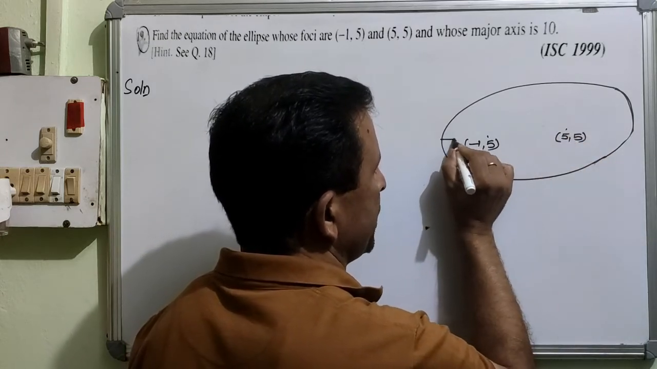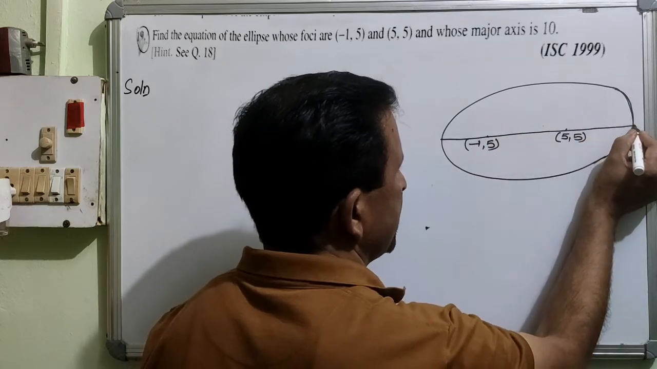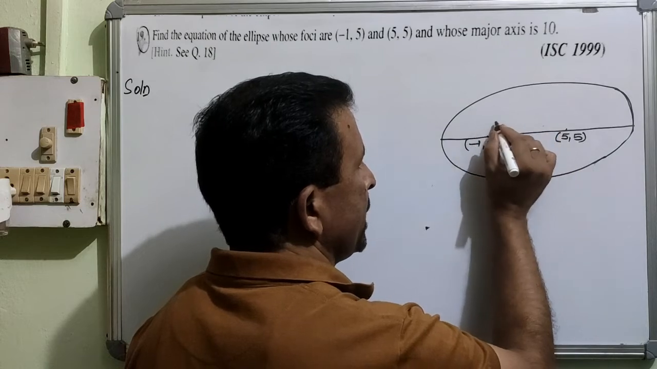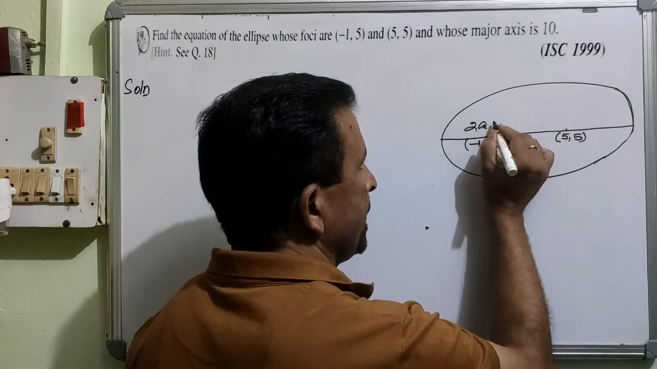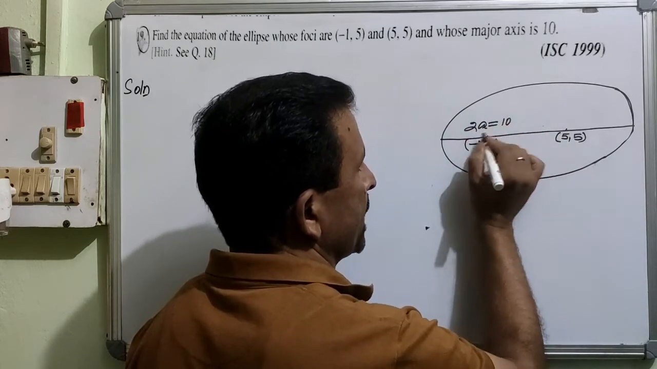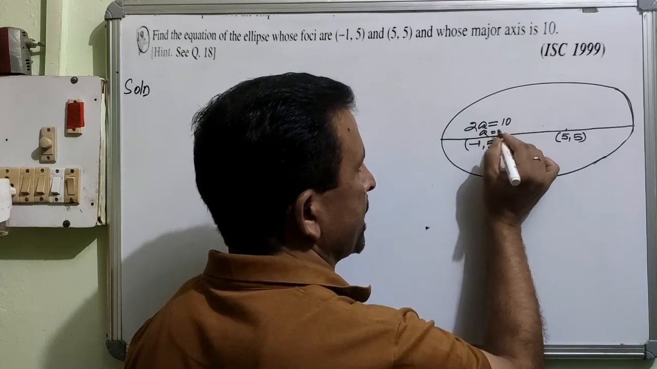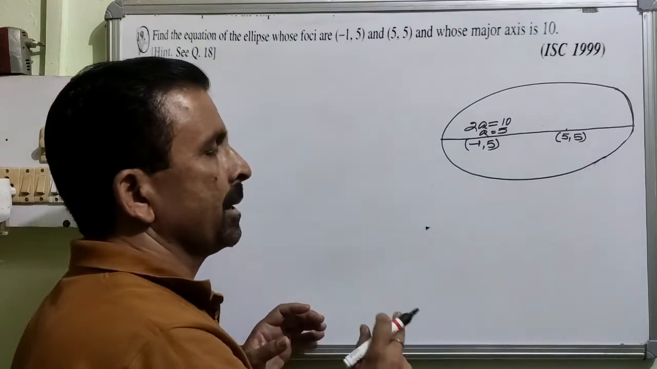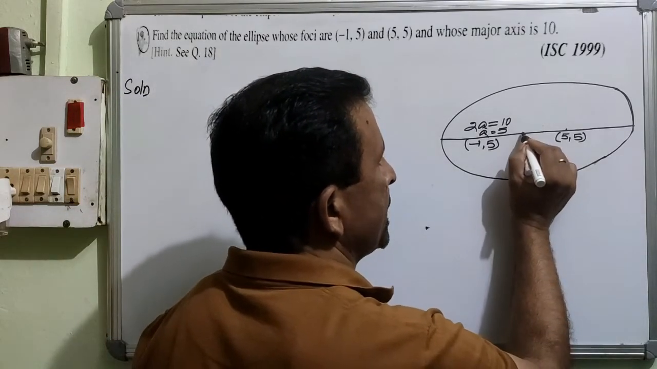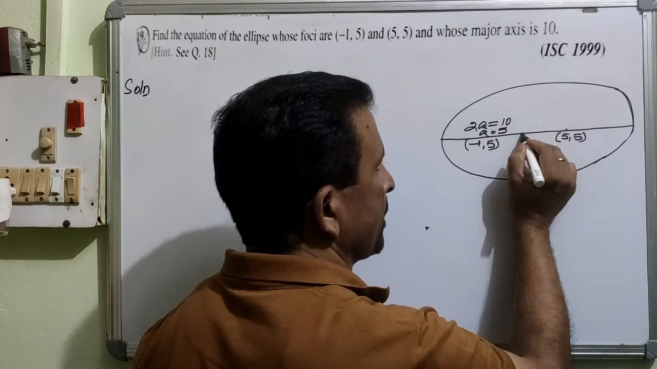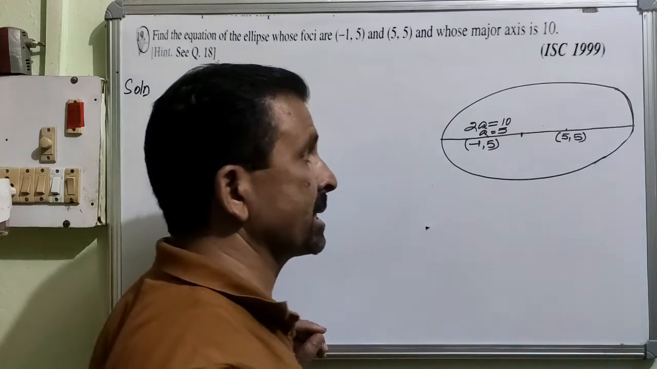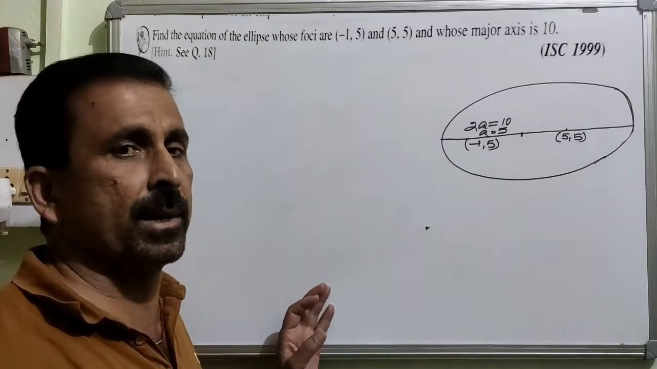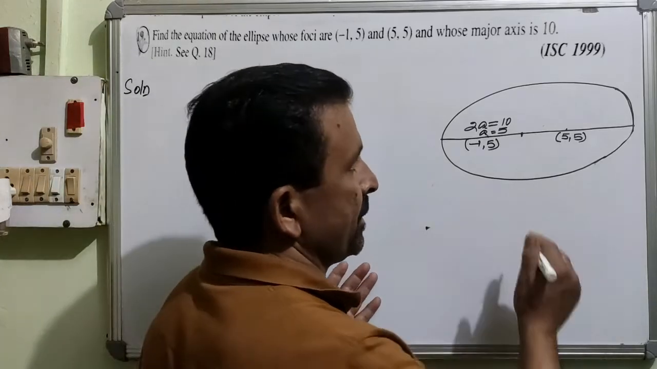This is the first information. Another information is we also have the length of the major axis, which we denote as 2a, and this is given as equal to 10. So from here we can easily get the value of a as 10 divided by 2, which is equal to 5. Now what we need is the coordinate of the center, because we are going to use the formula (x minus h) whole square divided by a square plus (y minus k) whole square divided by b square.